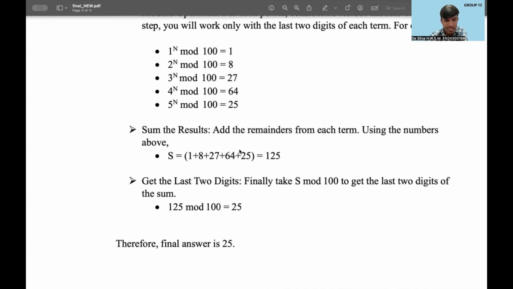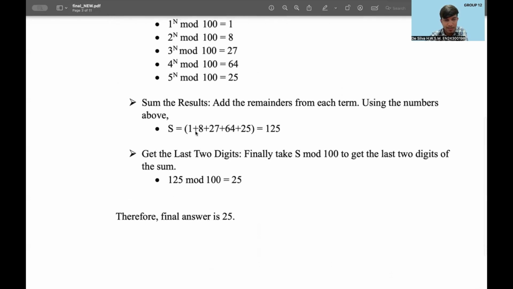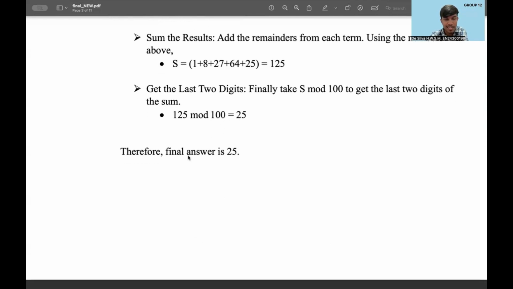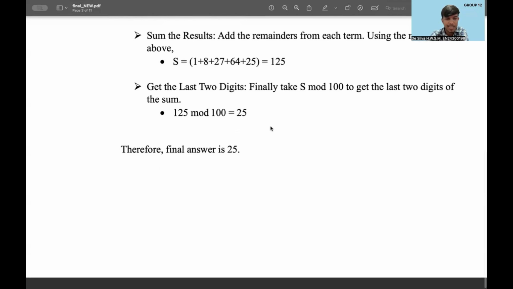Add up the remainders. For example, 1 plus 8 plus 27 plus 64 plus 25 equals 125. Finally, we calculate 125 modulo 100 equals 25. Therefore, the final answer is 25. To summarize, break the problem into calculating powers, apply modulo, summing up, and taking the final modulo.